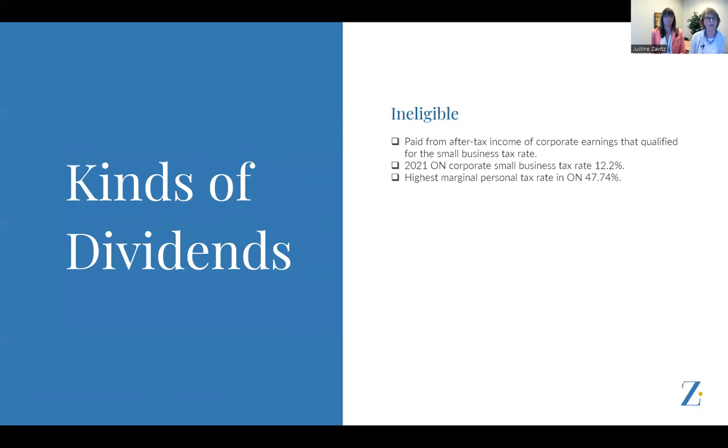47.74%. And just to be clear, not all corporations qualify for the small business tax rate, but a lot of them do. And if they qualify for the small business tax rate, the first $500,000 of after expense profit gets the small business tax rate of 12.2%.